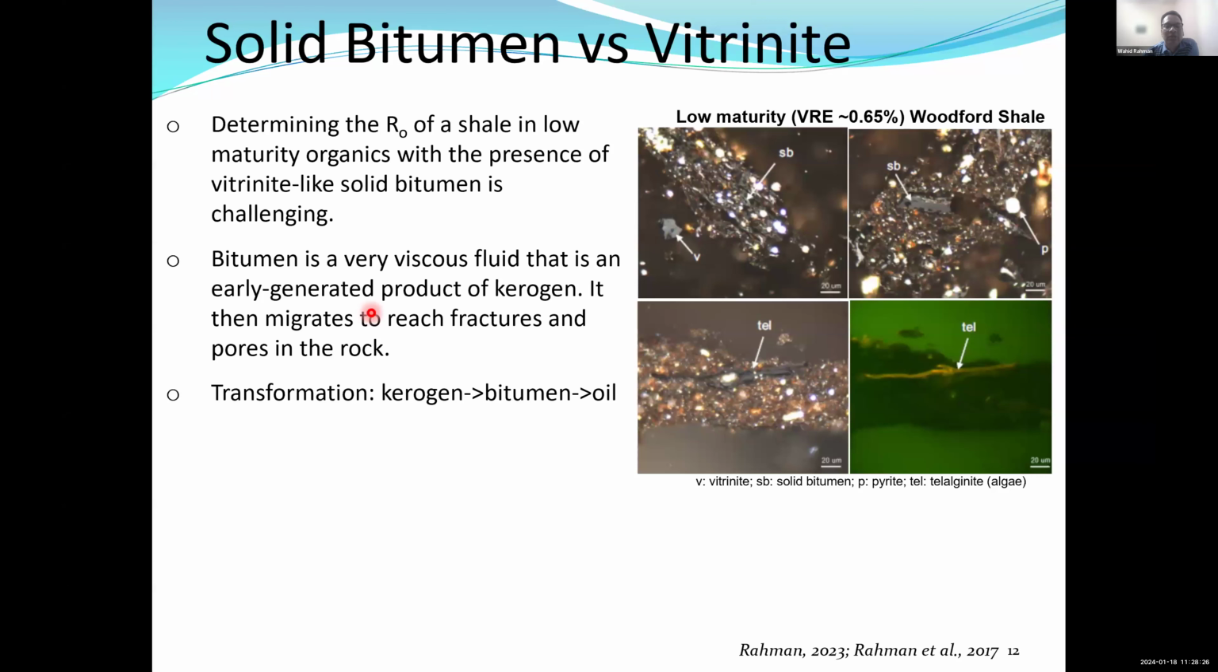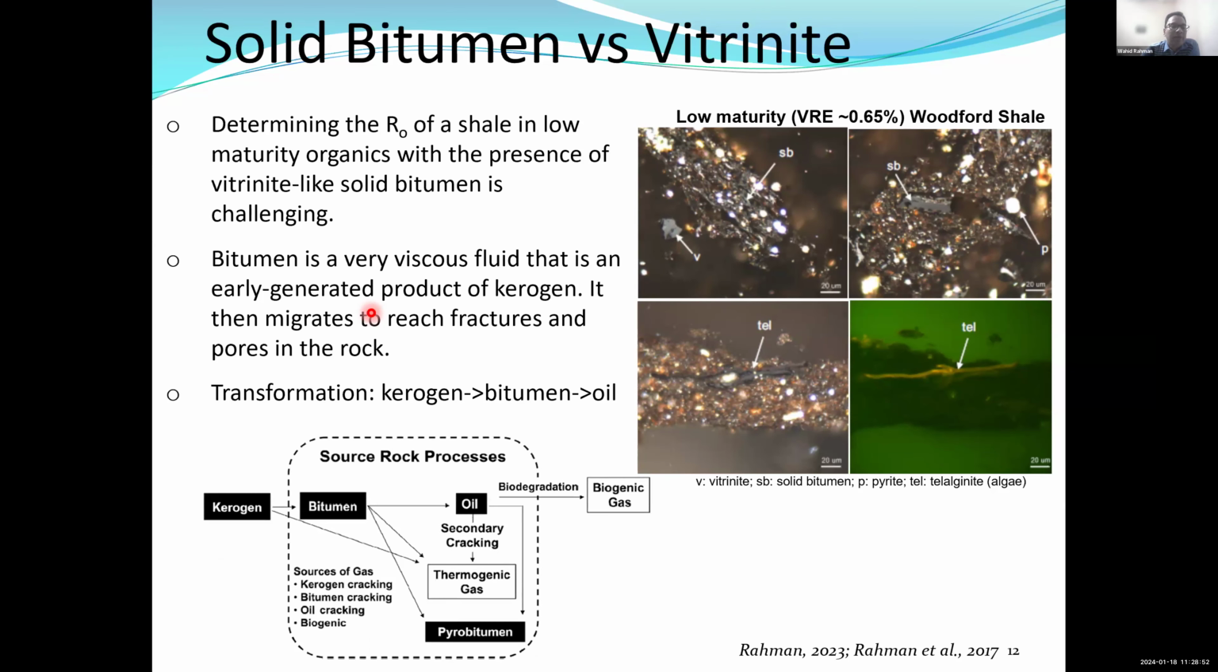And on the bottom left, you see an organic matter called telalginite. It's an algae. On the fluorescence slide, you can see how fluorescing it is. To be noted, all these photomicrographs are from the same samples, at the same maturity, around 0.6%. So you should see this kind of fluorescence in that thermal maturity range. But when it crosses 0.9%, you should not see anything. So your data needs to match with each other.